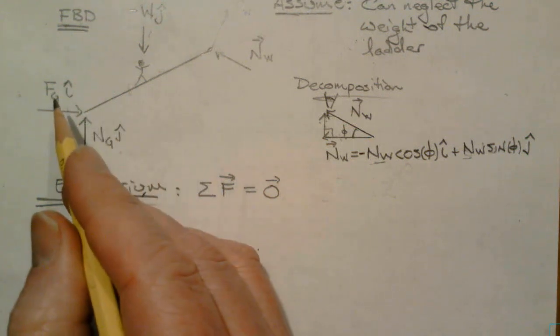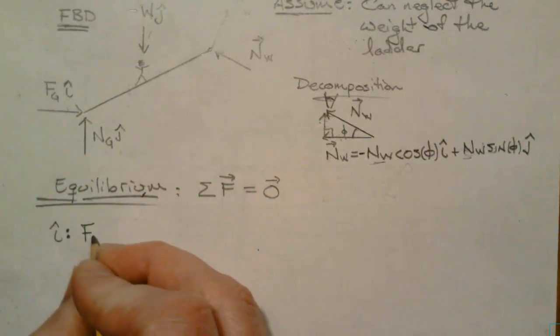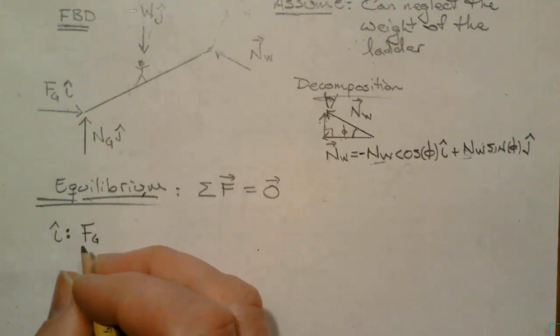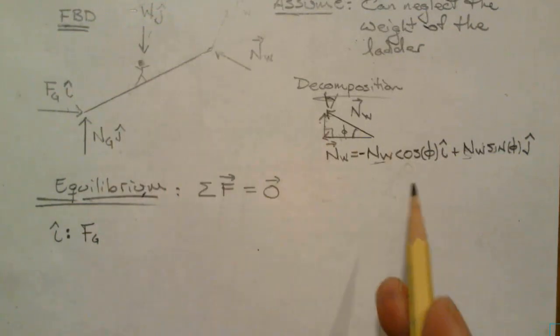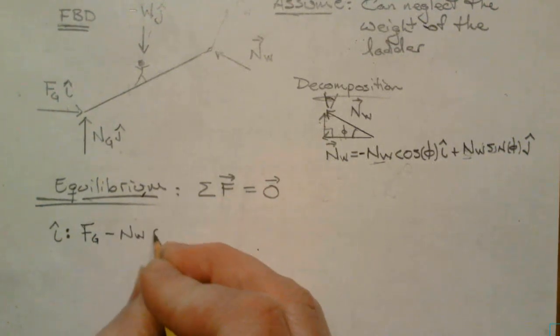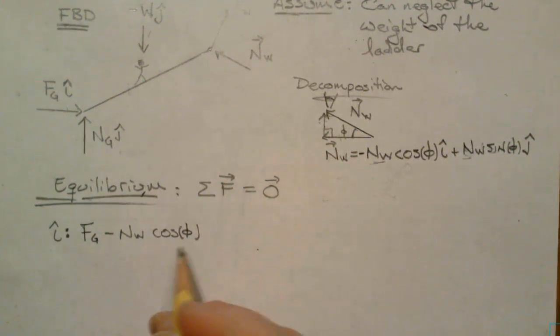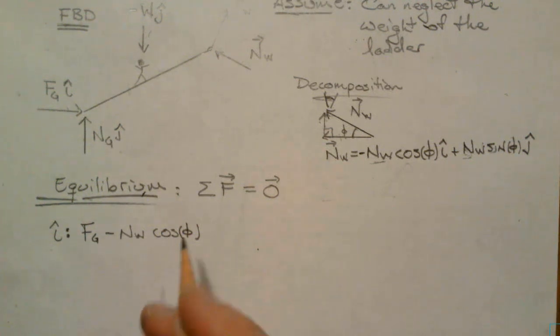Just looking at my free body diagram with my labels on the vectors, I've got Fg in the i hat direction. This is the friction force from the ground. In fact, this is what we're after, right? This is the unknown. And then my normal force from the wall also has an i hat piece. So I'll say minus NW cosine of phi, and that gets the i hat. I don't write the i hat here and the i hat there. I'm filtering out the i hat piece. What I have is a scalar equation here, right? Here are the horizontal components that have to add up to 0.